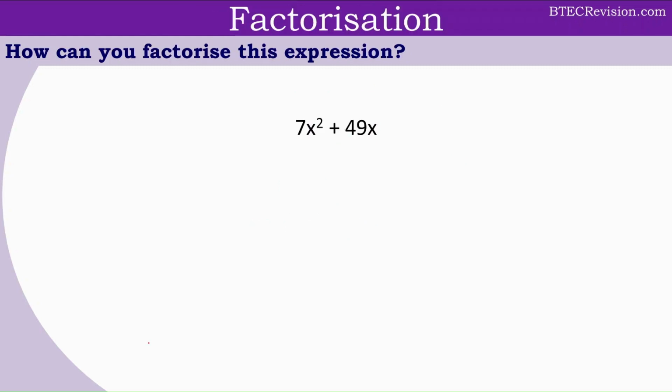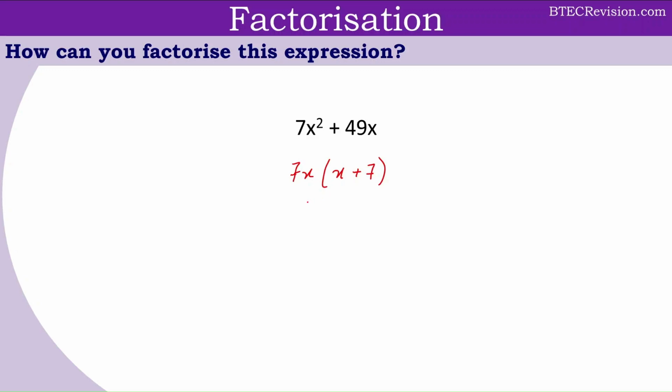Now we can move on to factorization, which is the opposite to expanding. We can take out the highest common factor. In this case, that is 7x, because we can times 7x with x plus 7. And when we expand this out again, we can check to see if we did this correctly.